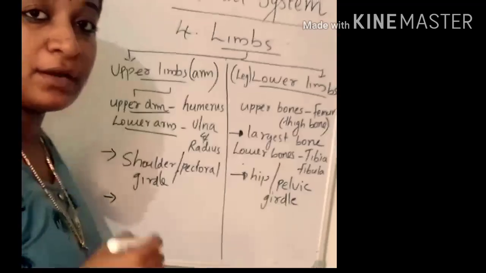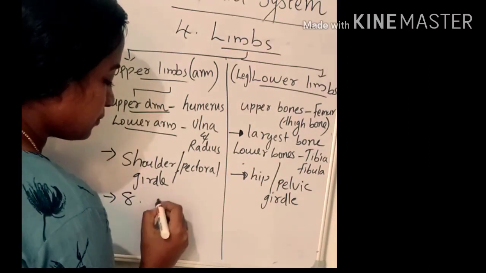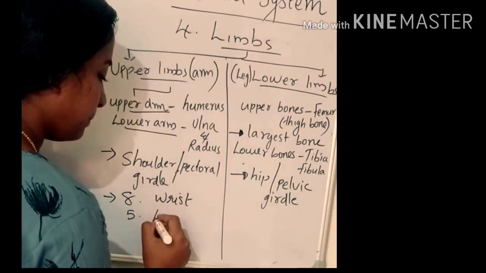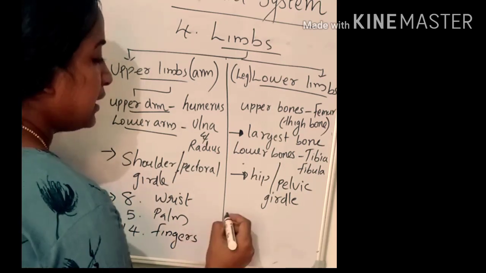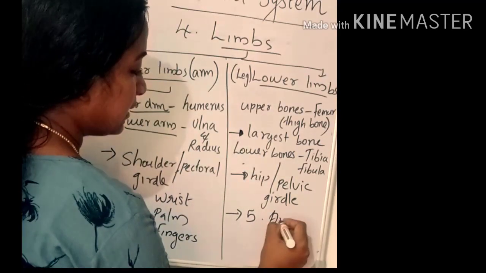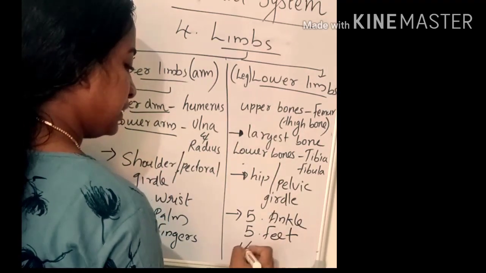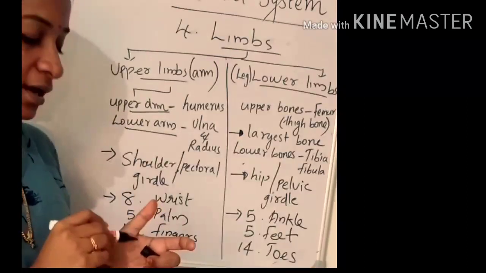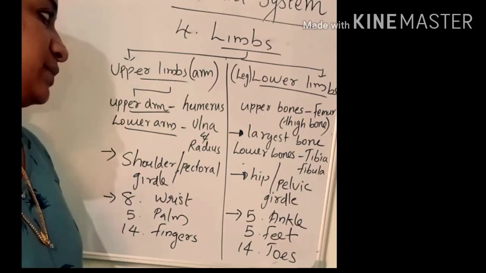And when we talk about the number of bones present in the upper and lower limbs, there are 8 bones in the wrist, 5 bones in the palm, and 14 in the fingers. In the case of the lower limbs, 5 bones are present in the ankle, 5 bones in the feet, and 14 bones in the toes. Okay, so this is the bone distribution in the upper and lower limbs.